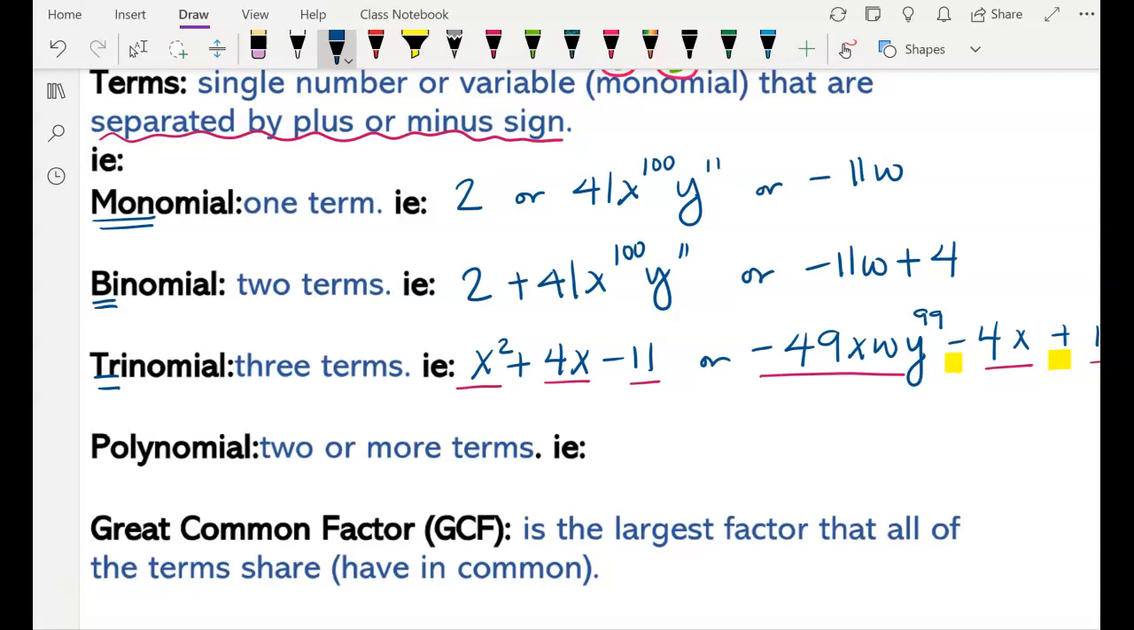So for example, could be 2x squared minus 11x plus 4wx minus 4, something like that. Okay, so that would be a polynomial since it has more than 2 terms. In this case, is 4.